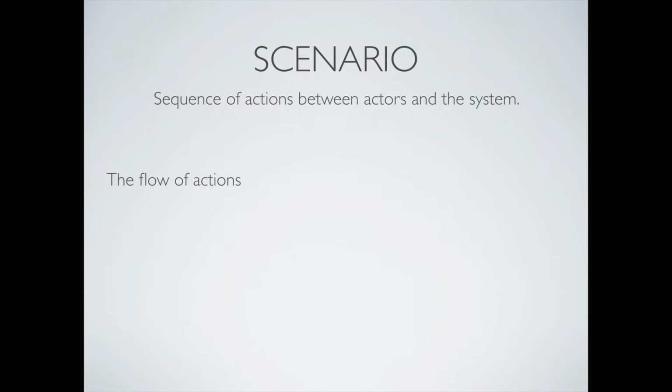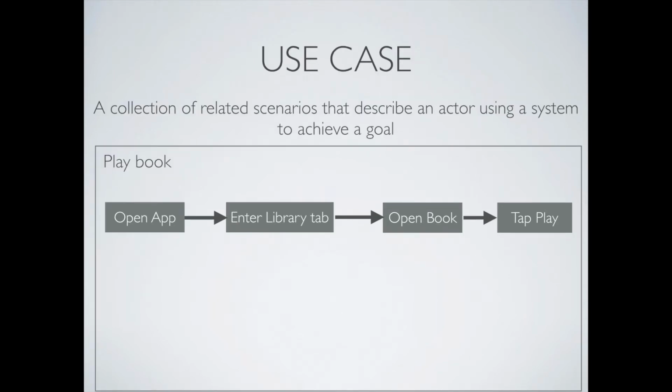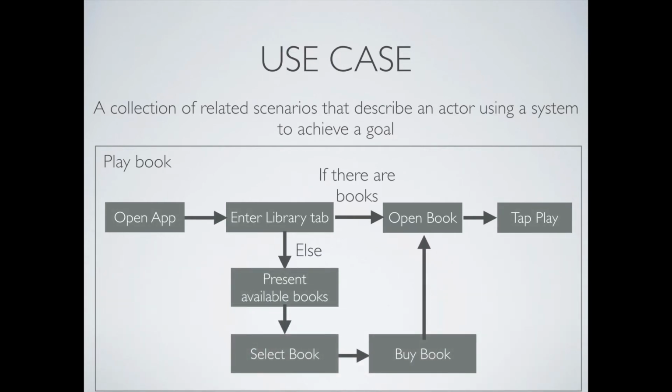For example, to listen to an audiobook, a user has to open the app, then enter the Library tab, open the book, and then play it. This is a scenario. The use case is a collection of related scenarios that describe an actor using the system to achieve a goal. Following the same example, the user might want to listen to a book, but maybe he or she does not have a book in their library. In this case, the use case covers the scenario described before as the main flow of the operation, and if there are no books, an alternative scenario or flow of the system is described to handle this condition.